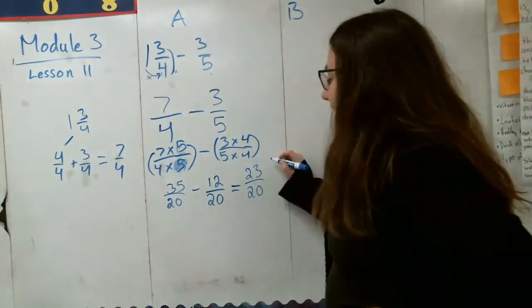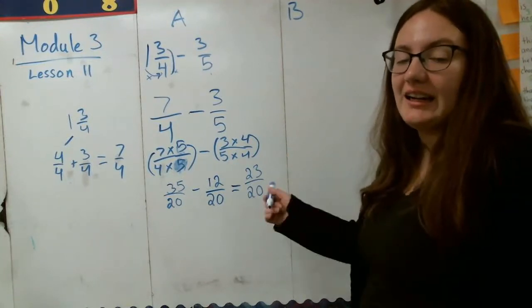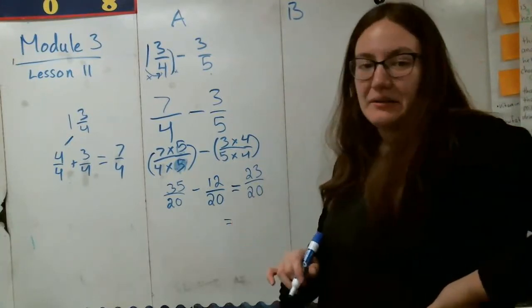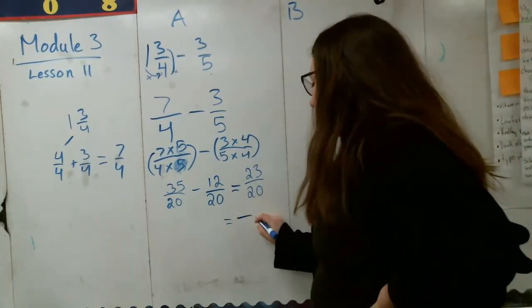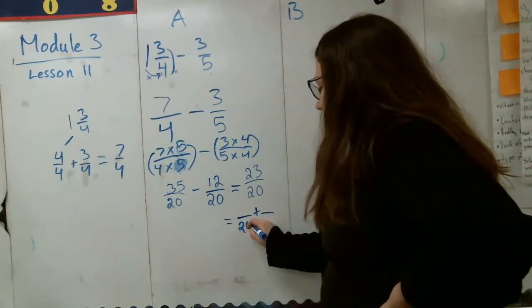So since I have a numerator that is larger than my denominator, I'm going to go ahead and change this back into a mixed number. So we're going to use that same strategy we've been using. So we have our little addition problem right here.